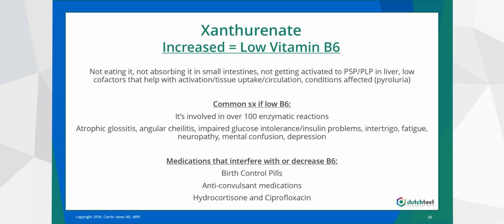Medications that interfere with B6: birth control pills, of course, anticonvulsant medications, and again, hydrocortisone and Cipro, the antibiotic Cipro, might affect B6. And I know a lot of people, and this has been a really bad cold and flu season, have been put on antibiotics, even though of course most of the time it's viral. But if Cipro is something they're being put on, make sure you get their B vitamins back up.